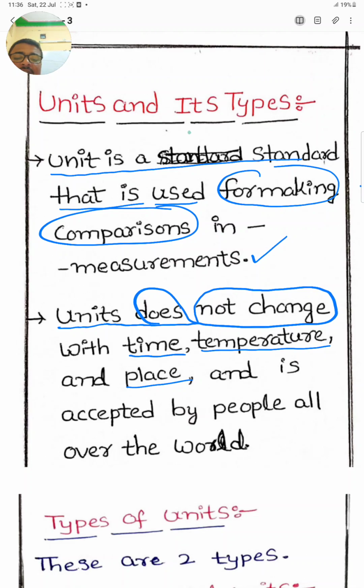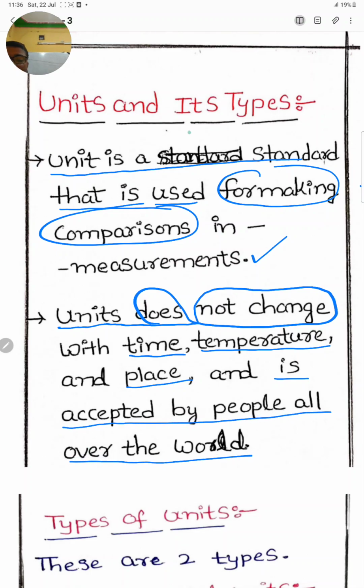Means units are always constant and are accepted by people all over the world. If you go to any country, each and every country accepts these units. Means all over the world the units will be valid.